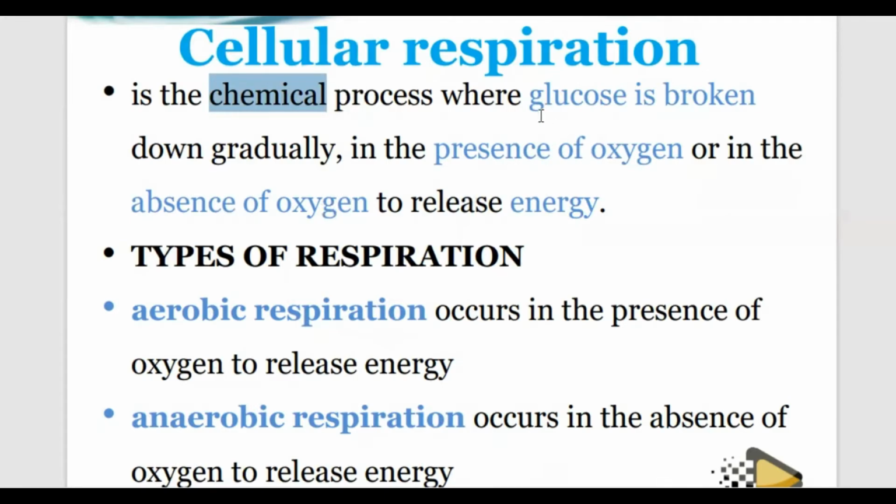Which chemicals are in there? We have what we call the raw materials, the things which are supposed to be present, and also you have what we call the enzymes. So the enzymes are also supposed to be present so that this process can take place. So that's what we call cellular respiration.